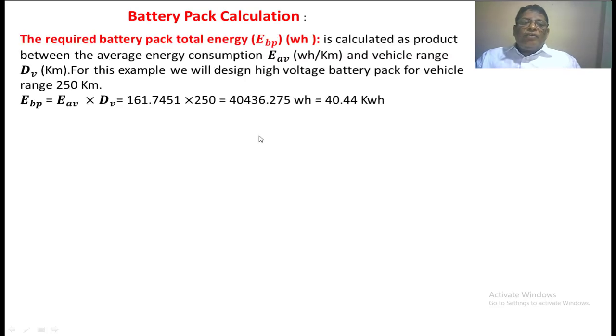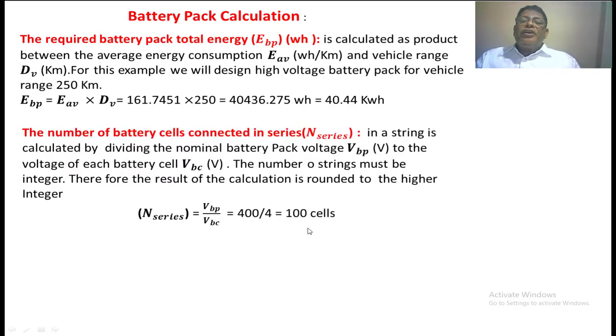Now come back to the energy which is available at the battery. Once we know how much energy should be given by the battery pack, then in this manner we have to find out this much power which should be given by the battery pack. So the average energy times distance gives the energy that should be given by the battery.